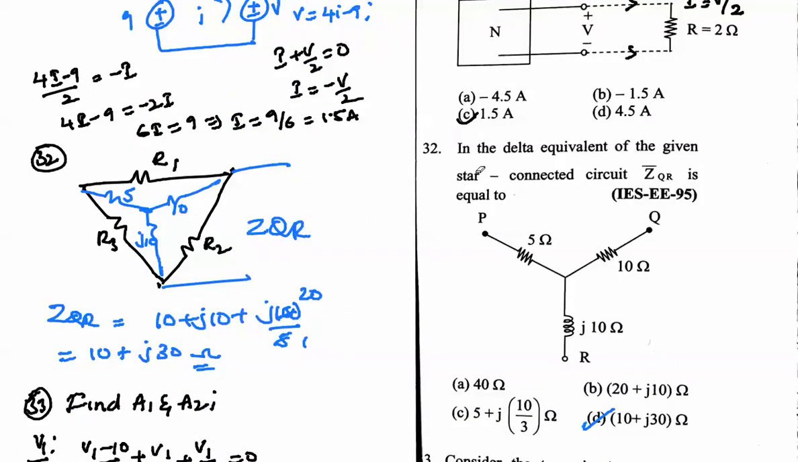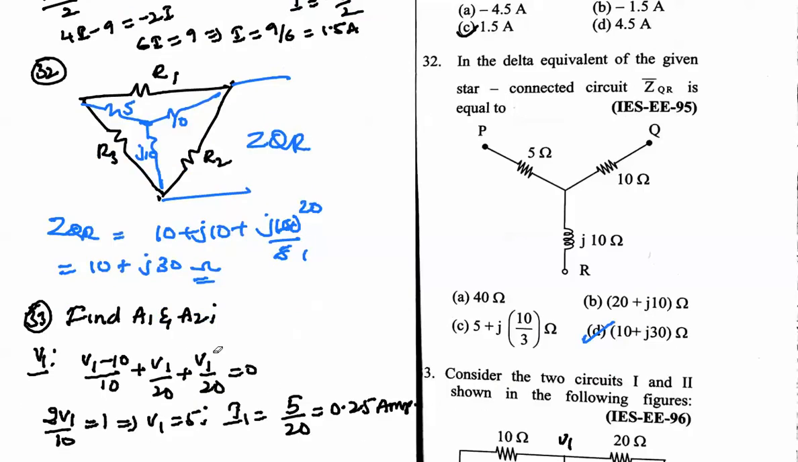Next case: the delta equivalent value of the given star connected network. Here they have given a star connected network, and we need to find the delta equivalent value in between Q and R. So between these two terminals, what is QR? From the star delta conversions we can calculate easily. That means R QR is equal to the sum of these two resistances plus the product of these two resistances divided by this one. Okay, you will get this answer.